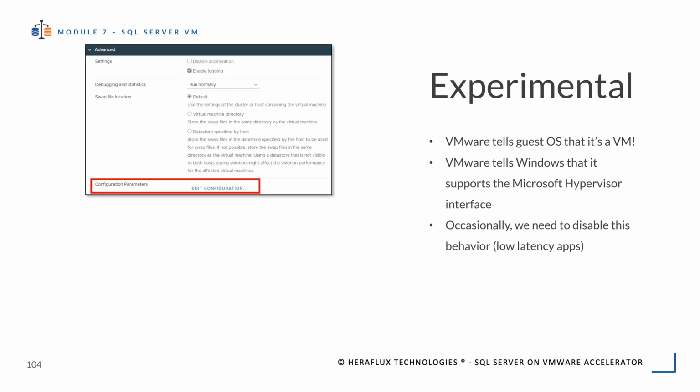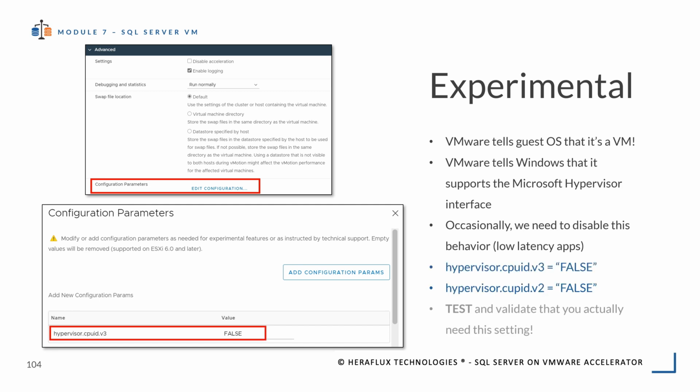The two commands in blue on the screen here, hypervisor.cpuid.v3 and v2, can be set to false. In my consulting career, I've only needed to set this just once. Test and validate that if you decide to enable this setting, it actually makes a difference.